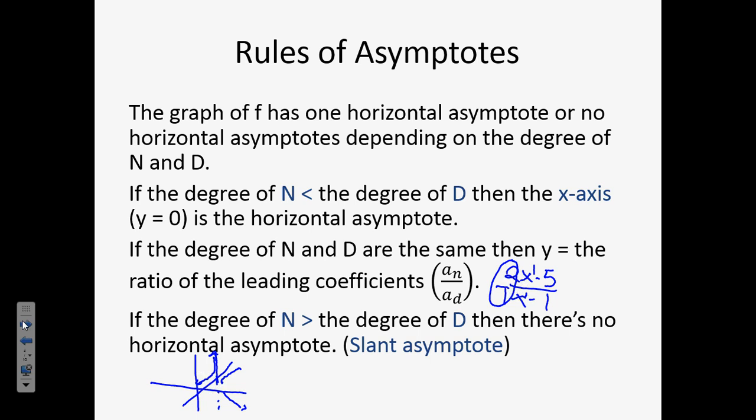Give you some time to write if you're writing. Remember, when you're taking notes, you're abbreviating these notes for yourself. So a lot of times I will say ASYMP for asymptote, DEG for degree. Okay, everybody ready?